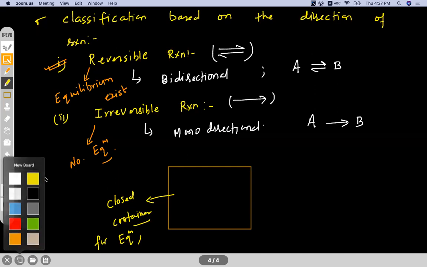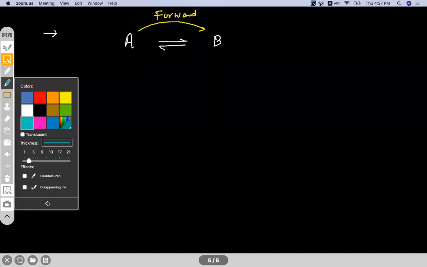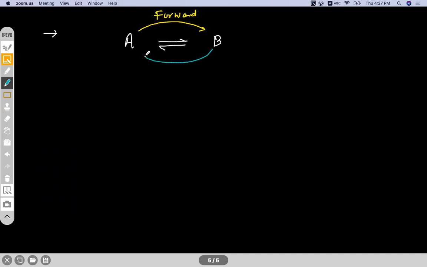Okay, now you see. Next one. Suppose we have this reaction. We'll take the reference of this only to understand the concept here. A gives B. When A is converting into B, this we call the forward reaction. When B is converting into A, this is the backward reaction.